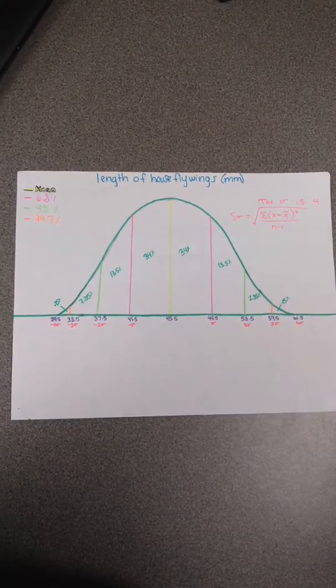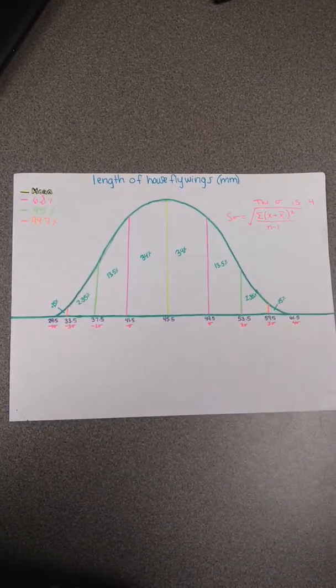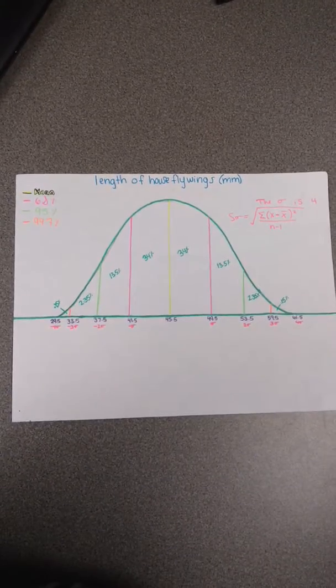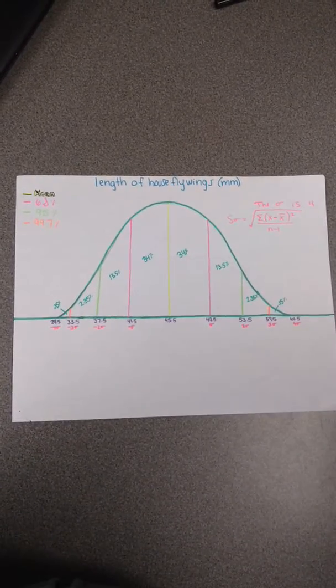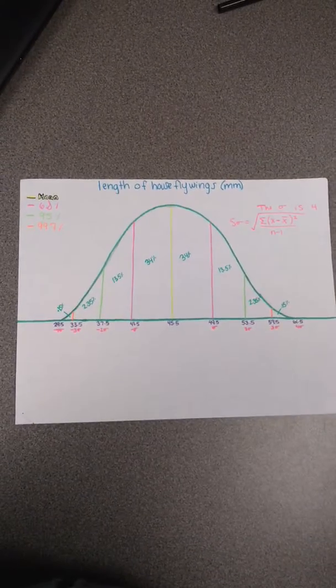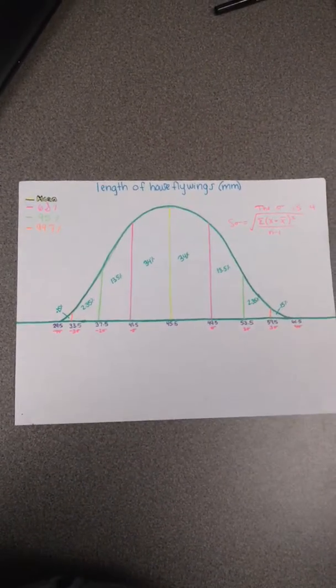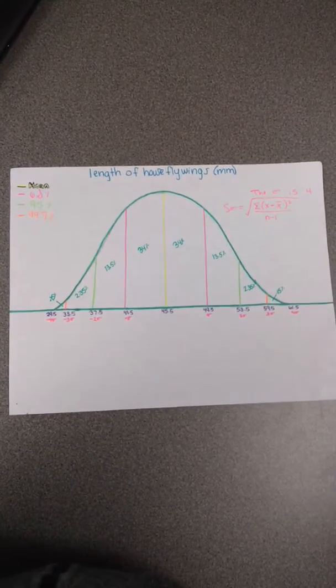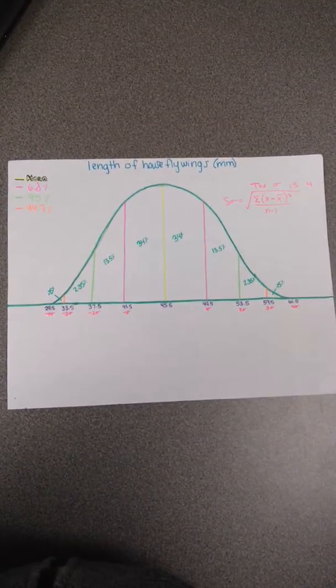Today we are using data from the Quantitative Environmental Learning Project. The data involves the wing length of houseflies. We found 100 measurements. Our data follows a normal distribution, also known as a bell curve. To create a bell curve, you need two major things, a mean and a standard deviation. Our mean is 45.5 and our sample standard deviation is 4.